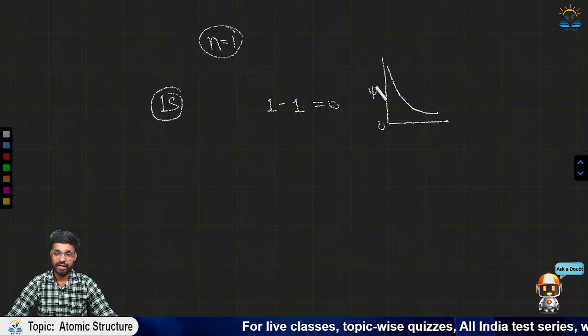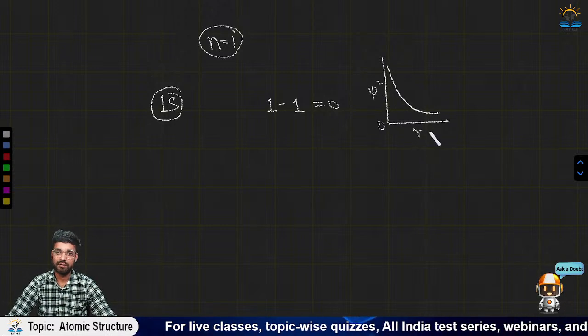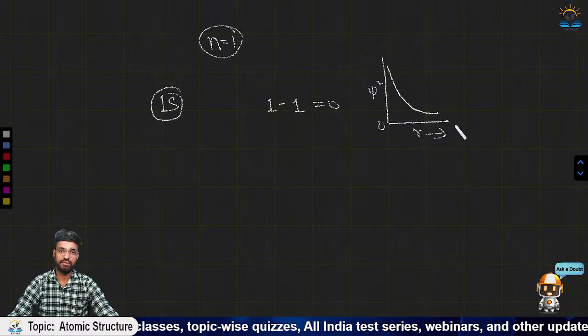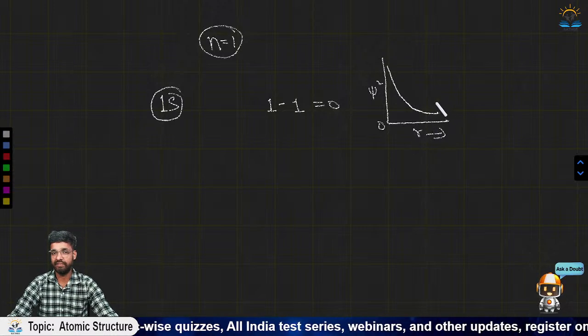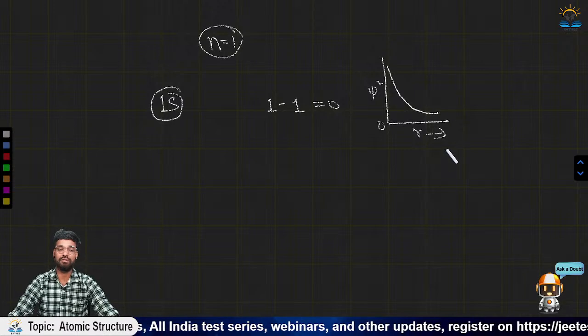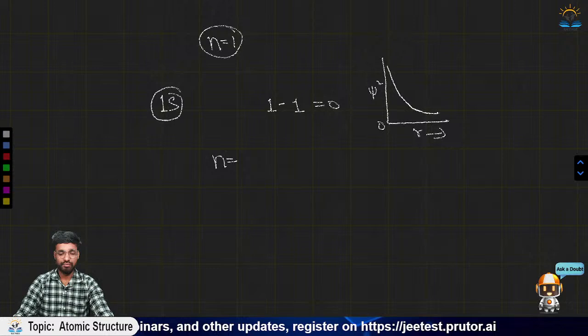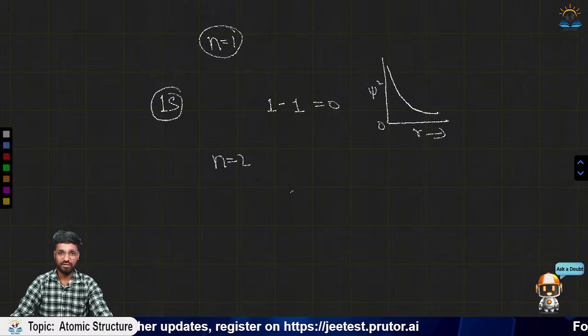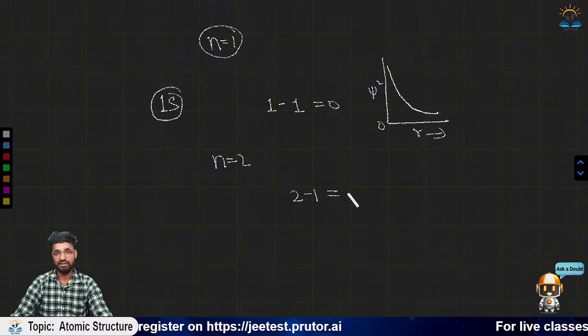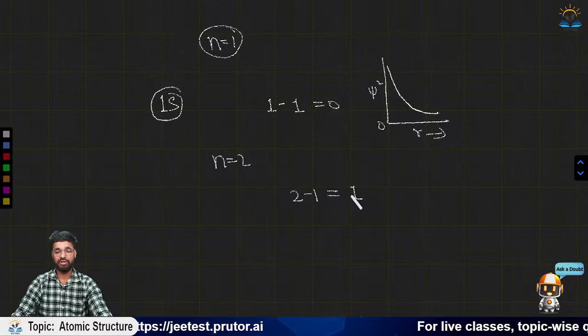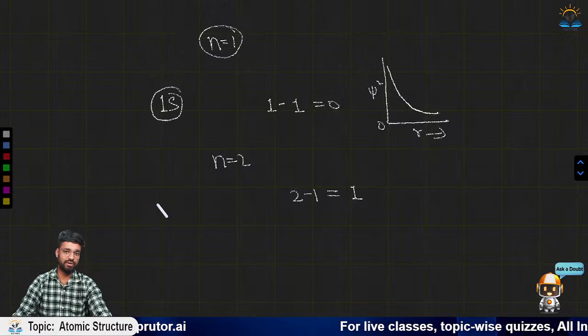This is 0, this is psi square, this is r. So it has no nodes. So after the maxima, there is no significance of this minima. I have told it earlier also. But if you go to n equals 2, then the number of nodes will be 2 minus 1, that will be 1. So it will have one node. And where is that node?